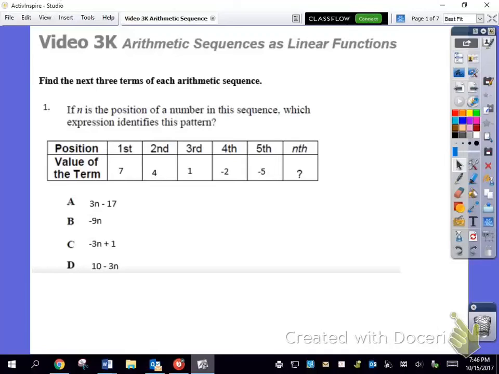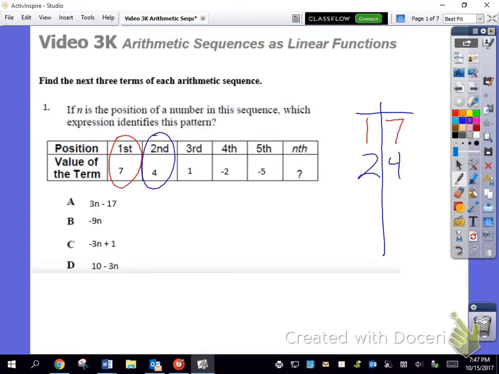Okay, arithmetic sequences. We're going to see how we can use our graphing calculator knowledge to help us with these type of problems. So if n is a position problem and you have a table, remember, the very first thing you're going to do with the table is set up your ordered pairs. So 1, 7, and then 2, 4, 3, 1, 4, -2, 5, -5, okay?